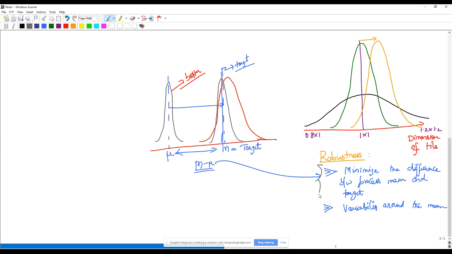So robustness is a 2-step process where you want to minimize the difference between the process mean and the target, meaning you want to be as close to the target as possible. Then around the mean of the process, you want to reduce your variability. So to answer your question, yes, there could be a mean shift while you are trying to control your process variability, but you don't want that. You want to still minimize this difference. That's all. So that needs to be taken care of.